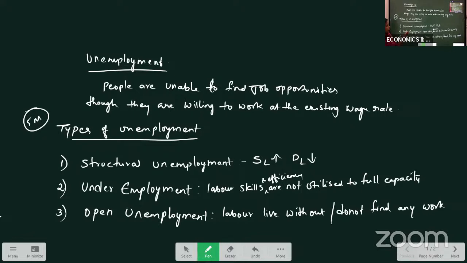Supply for labor is more, whereas demand for labor is less. This creates unemployment in the country. Underemployment, where labor skills and efficiency are not utilized to the full capacity. Open unemployment, where labor live without work or they do not find any work in the country. Such unemployment is called open unemployment.